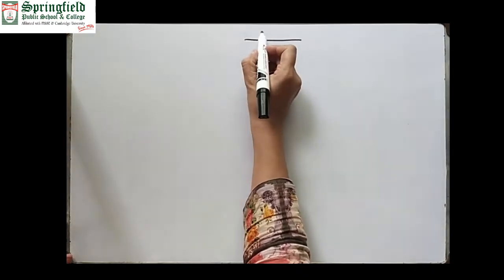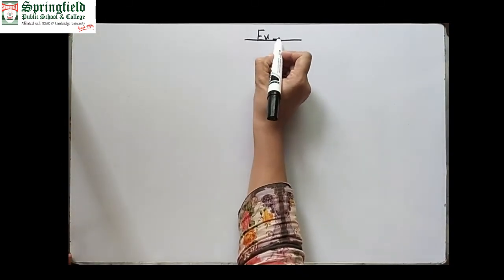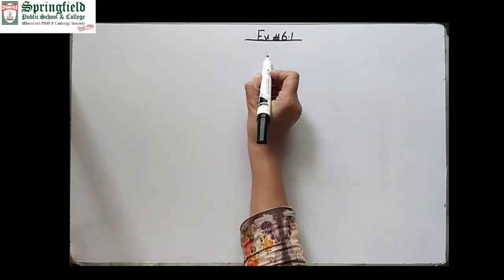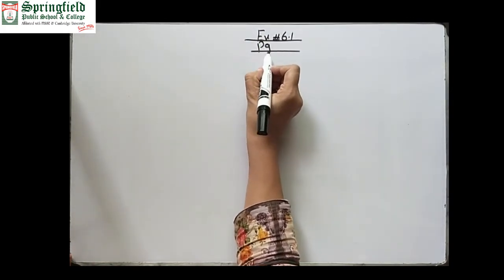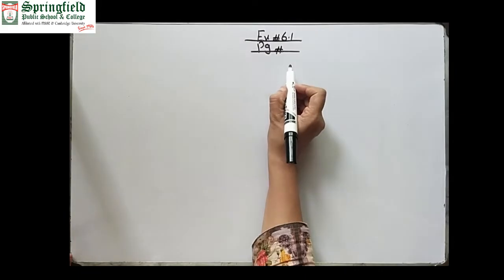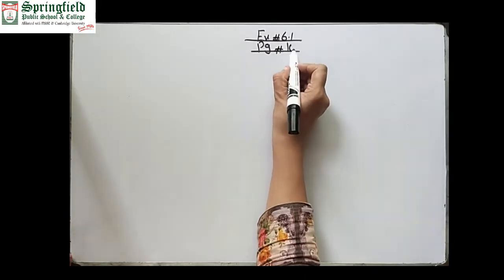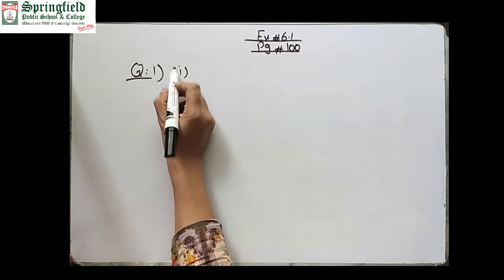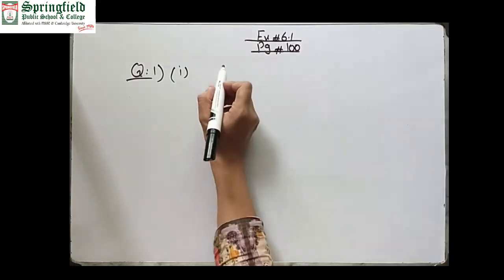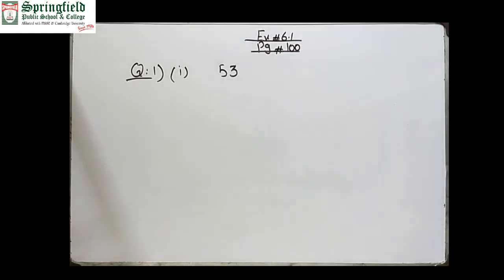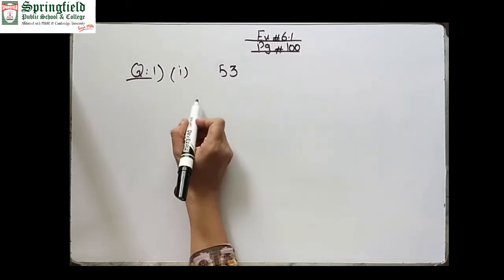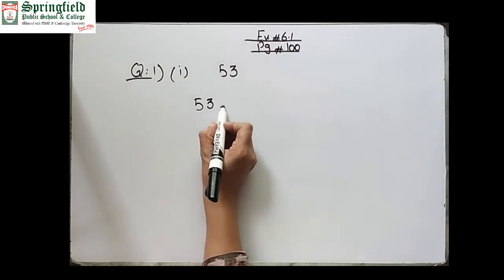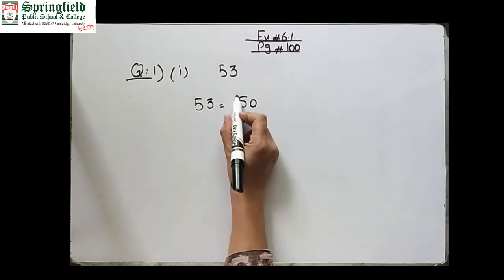We are doing exercise 6.1, page number 100. Question 1 part 1, the number is 53. So how can we solve it by using the formula? So beta, 53 can be written as 50 plus 3.